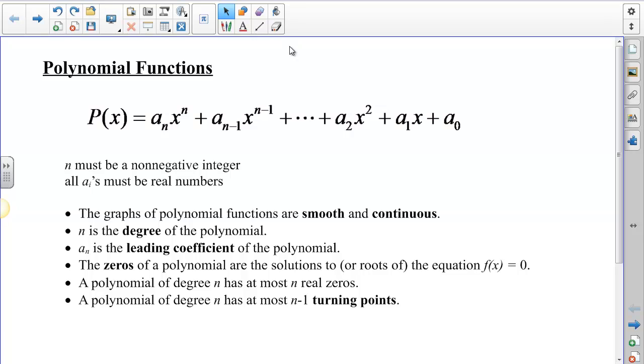I'm going to go through this kind of quickly because, again, this is review from Algebra 2. We're going to do some things all kind of lumped into one big long video here.